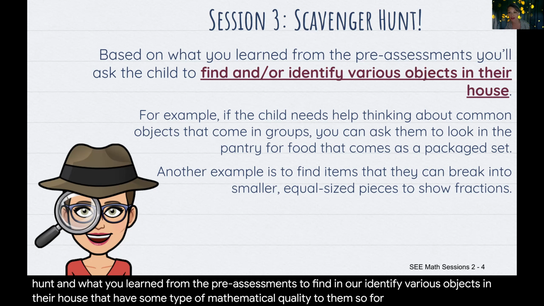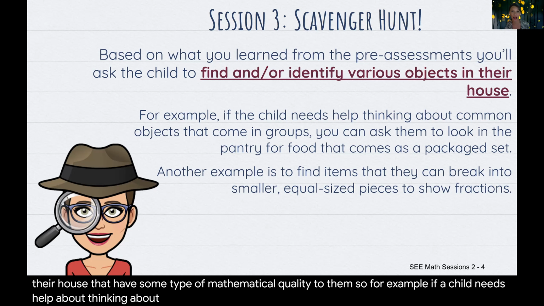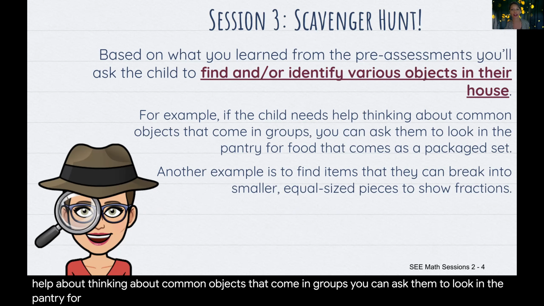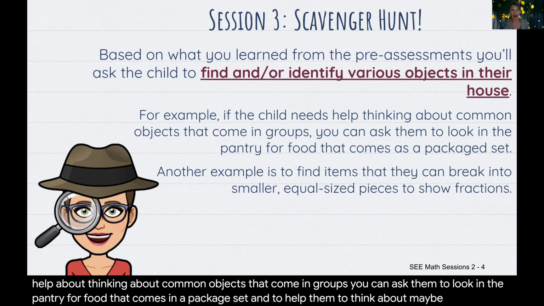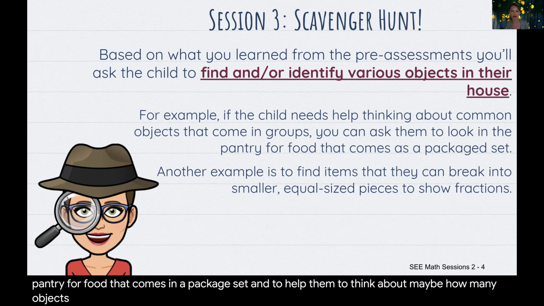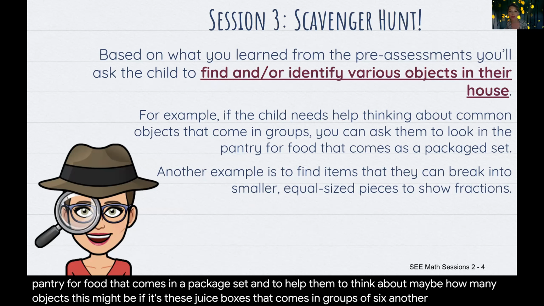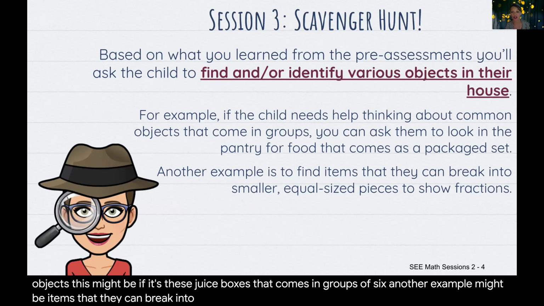So for example, if a child needs help thinking about common objects that come in groups, you can ask them to look in the pantry for food that comes in a package set and to help them think about how many objects this might be if it's like 6 packages of these juice boxes that comes in groups of 6. Another example might be items that they can break into smaller or equal-sized pieces that might show fractions.